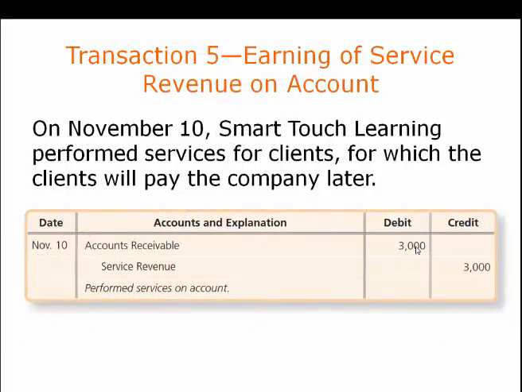The next one on the 10th. On November the 10th, Smart Touch Learning performed services for clients, which the clients will pay the company later. So what's different about this one? They did something for somebody, but the client said, bill me, I'll pay you later. Don't expect a check when you're here. Just send me a bill for what I owe you, and then I'll write you a check.